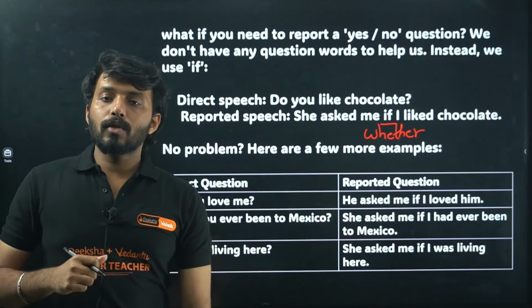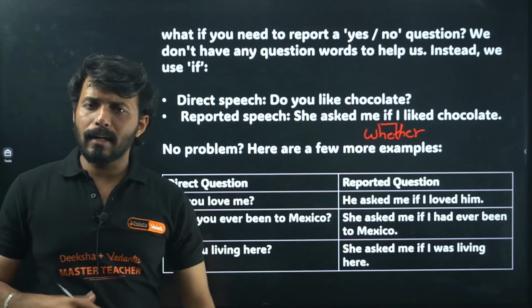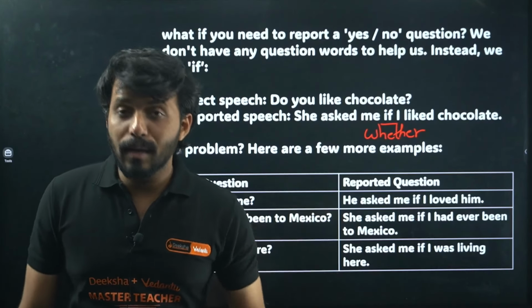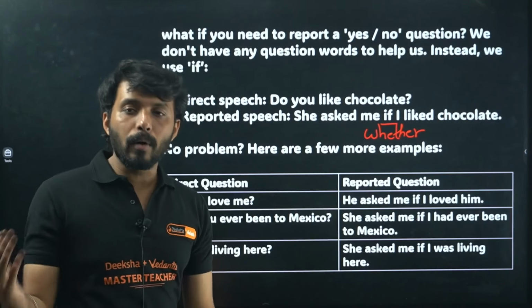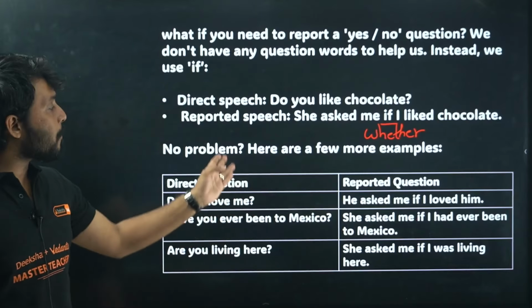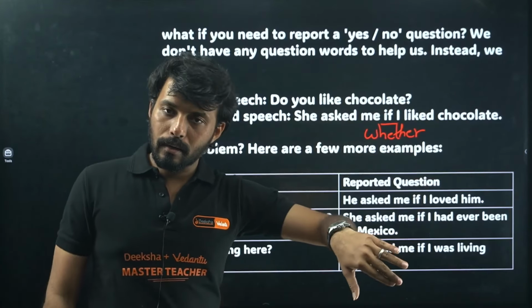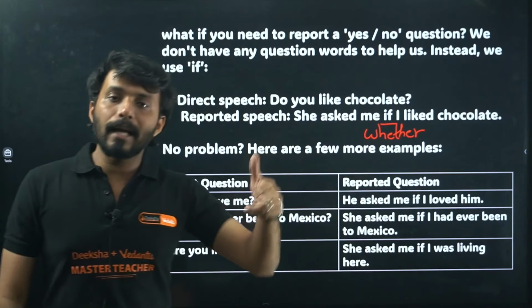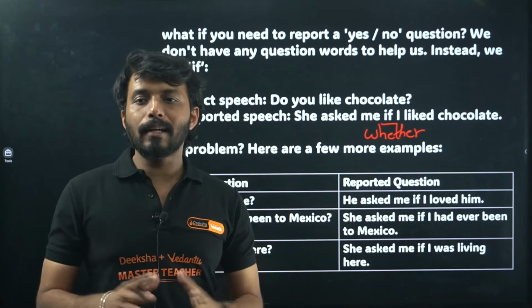So here, direct speech: Do you like chocolate? It's a yes or no question. Obviously you will get the answer yes or no, but you are not here to write the answer. You are here to report it. So she asked me if I liked chocolate. I can either report it that way or I can write she asked me whether I liked chocolate. You can write it either way.